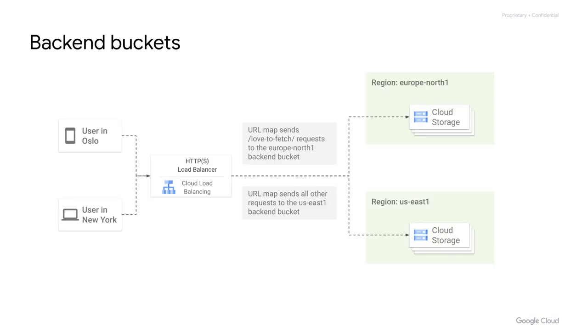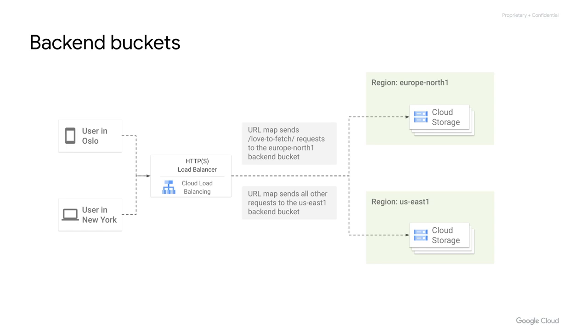Backend buckets allow you to use Google Cloud Storage buckets with HTTPS load balancing. An external HTTPS load balancer uses a URL map to direct traffic from specified URLs to either a backend service or a backend bucket. One common use case is to send requests for dynamic content, such as data, to a backend service, and send requests for static content, such as images, to a backend bucket.